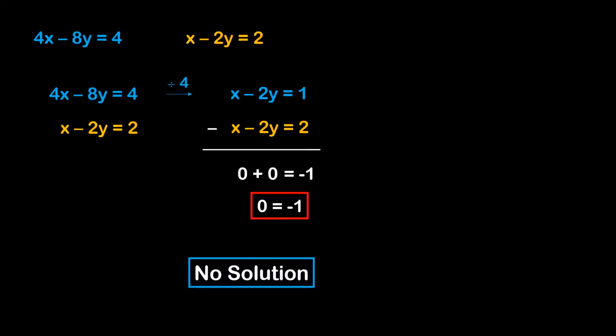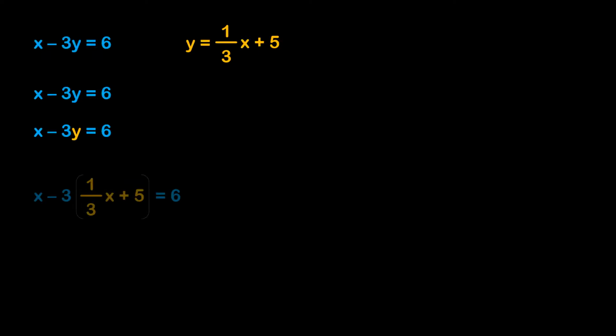Okay, I'll do one more example. In this case we have one equation in standard form and another in slope-intercept form. So because of that, I'll use substitution. I'll rewrite the first equation over here, and then I will substitute the second equation into the first equation, and I'll have x minus 3 times (1 over 3 x plus 5) is equal to 6.